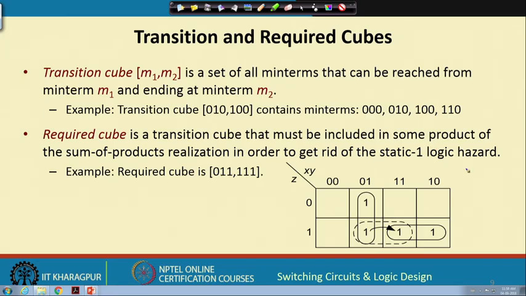Static 1 means it was 1 and it stays 1. Now, here the required cube, like this one I have shown, is 0 1 1 to 1 1 1. This is 0 1 1, this is 1 1 1. This is just an example of a required cube.